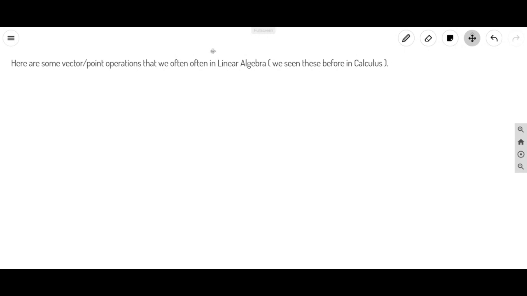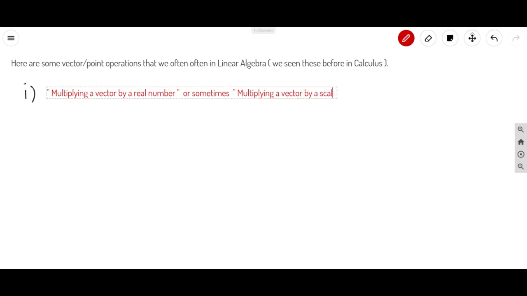So let's start with the first vector operation that I wanted to mention. This one is called multiplying a vector by a real number, or sometimes you say multiplying a vector by a scalar. When you see the word scalar, it is just another way of saying real number. I mean, they're synonymous.